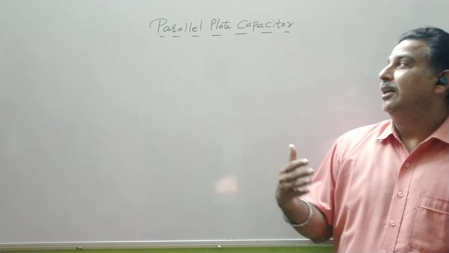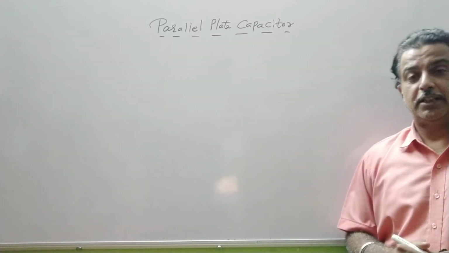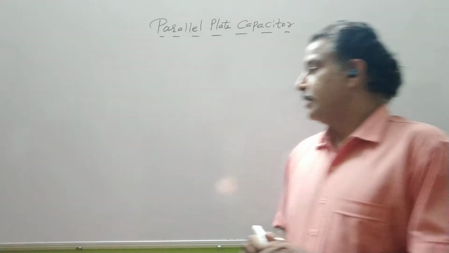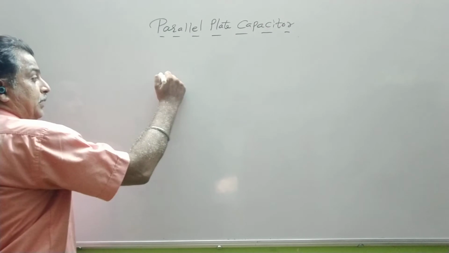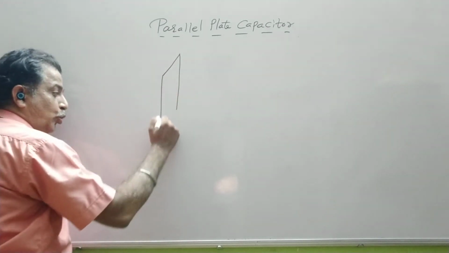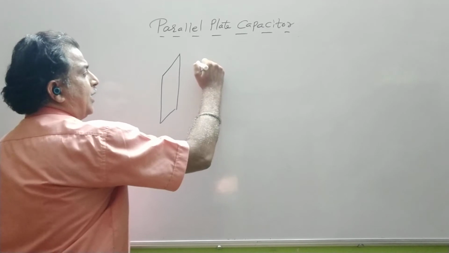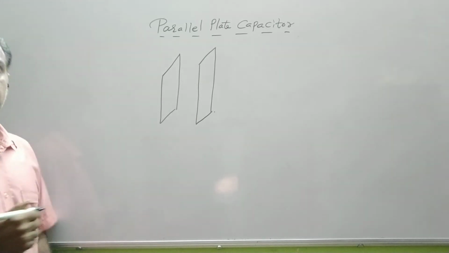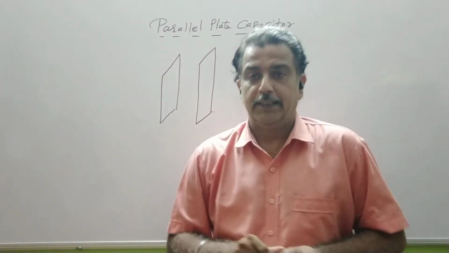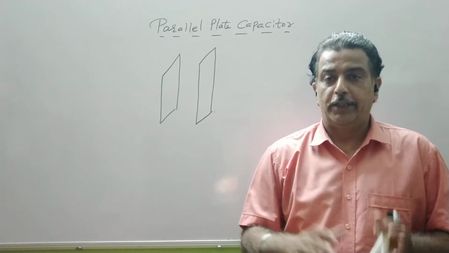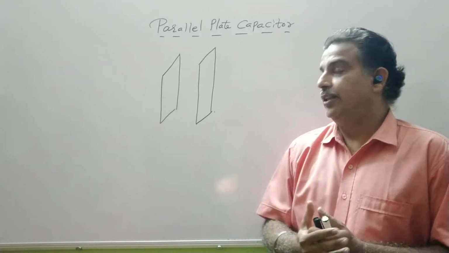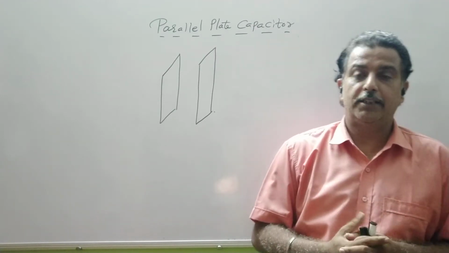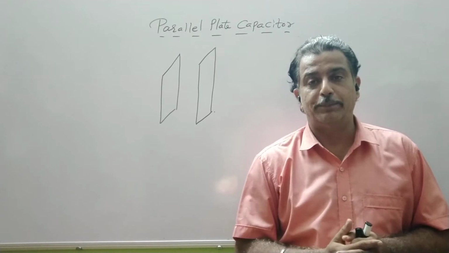Now let us see how parallel plate capacitors are constructed and what their capacitance is. In a parallel plate capacitor, we consider two plates which are kept close to each other, parallel to each other. The derivation we have done in chapter 1: for an infinite plane sheet, the electric field intensity was sigma upon 2 epsilon naught.